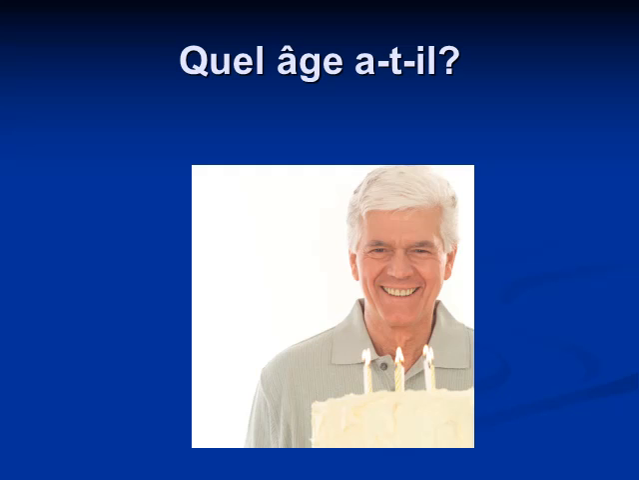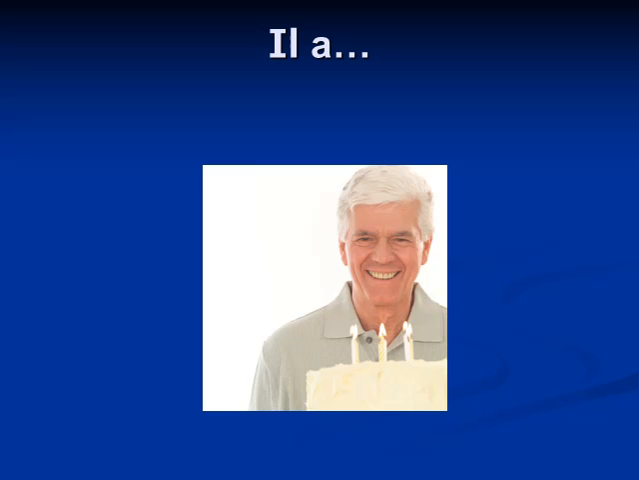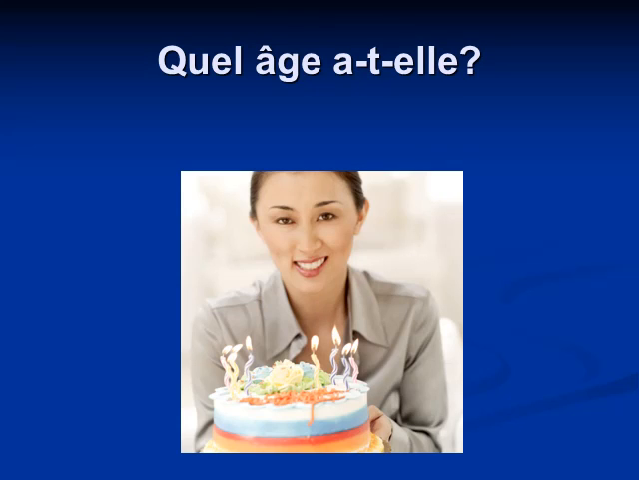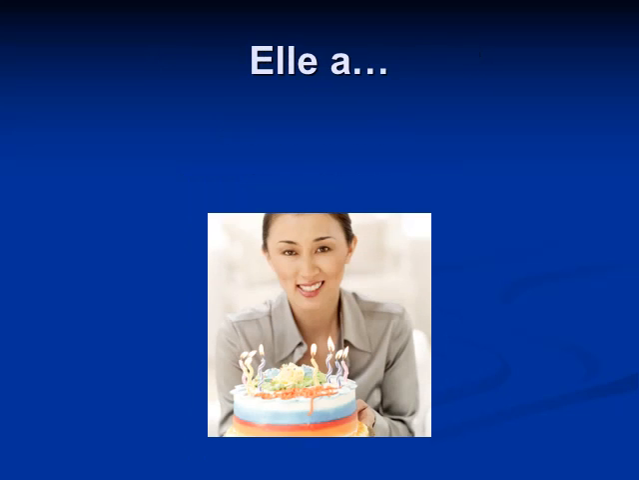Continuing back on the left-hand side, we have quel âge a-t-il, which is how old is he? Or literally, what age has he? What age does he have? To respond to that, we say il a, he is, or he has, literally, il a, and then whatever age he has. On the right-hand side, fill in quel âge a-t-elle, for how old is she? To respond to that, we say elle a, she is, or literally, she has, for her age.